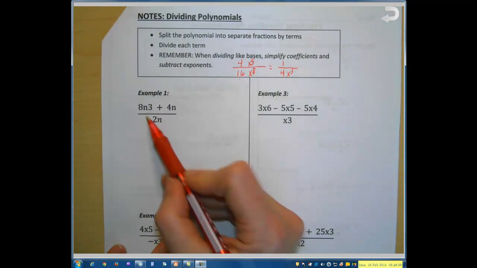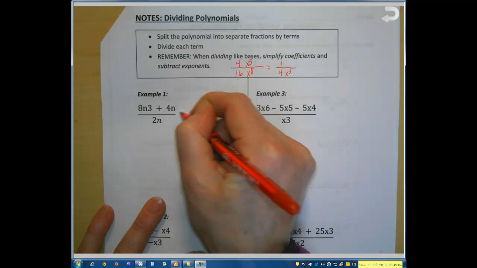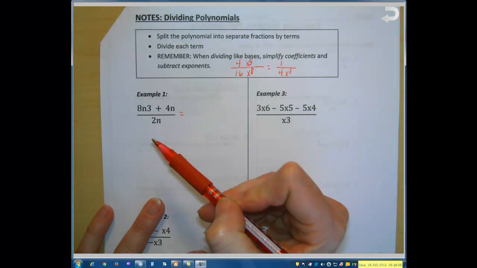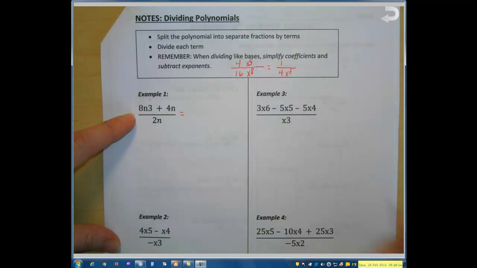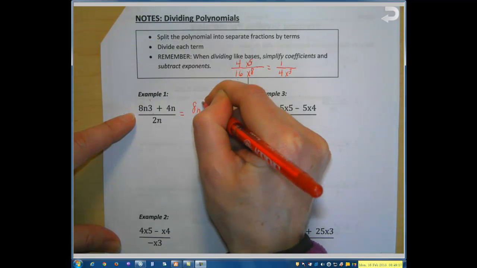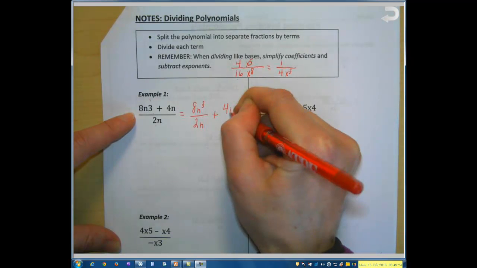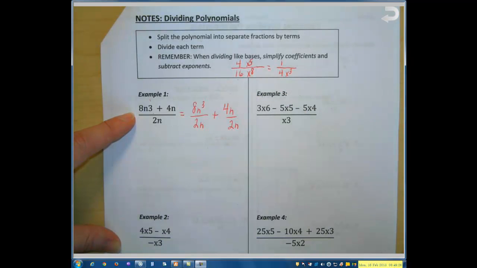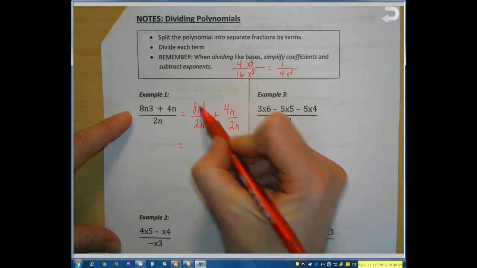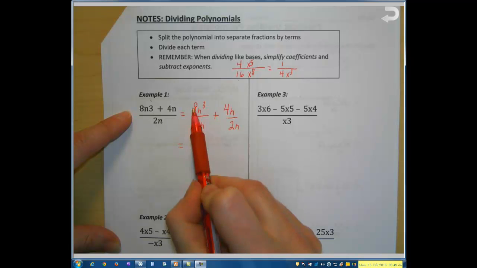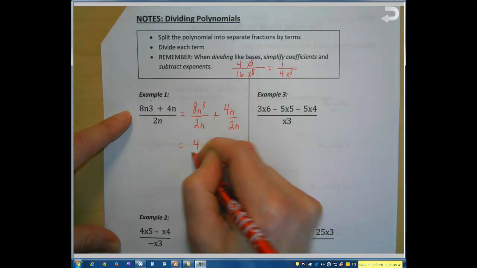So let's go on to dividing a binomial, two terms, by a monomial, one term. So the first thing we're going to do is split the polynomial into separate fractions by terms. So this is our first term, and this is our second term. So we're just going to split it into two different fractions, both with a denominator of 2n. And now we're going to divide the fractions separately. So we simplify the coefficients. 8 over 2 simplifies to 4, or we could say 4 over 1.